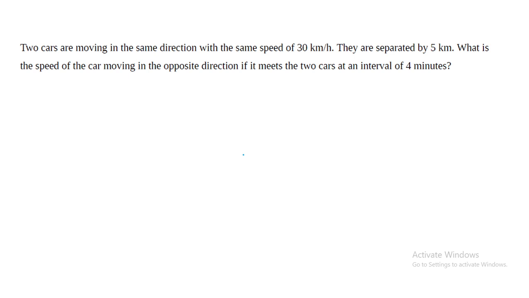Two cars are moving in the same direction with the same speed, 30 kilometers per hour. They are separated by 5 kilometers. What is the speed of the car moving in the opposite direction if it meets the two cars at an interval of 4 minutes? Note down the first question.